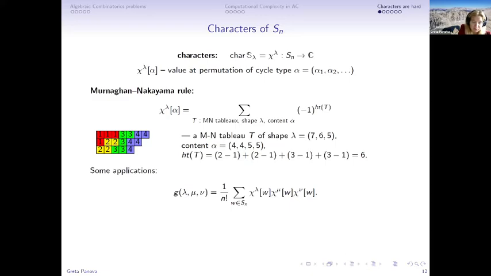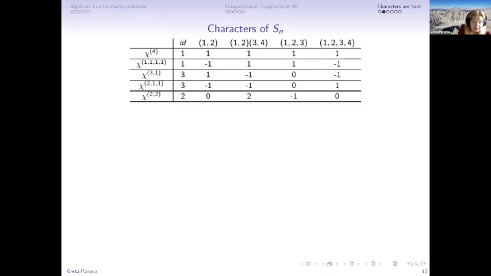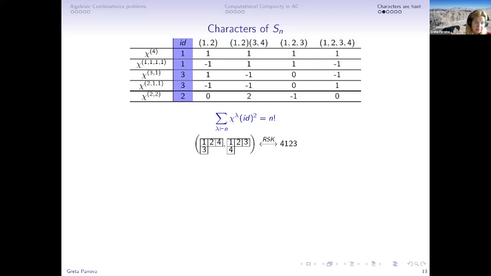And of course, they are useful for computing multiplicities. Here is the character table of S4. The first column is the f^λ, the number of standard Young tableaux, and we know the sum of the squares is equal to n factorial. How else do we know this identity? We know it from RSK. Pairs of tableaux give you permutations.